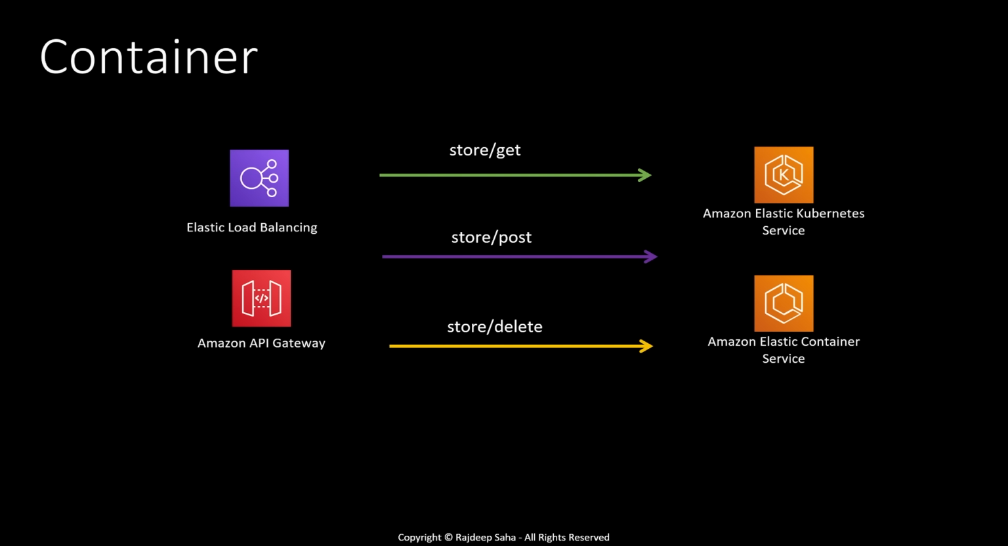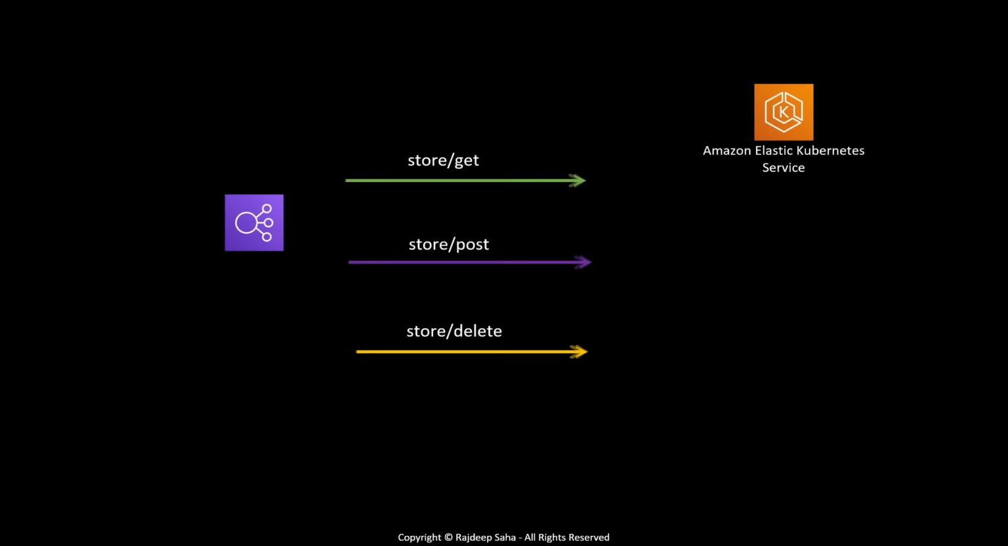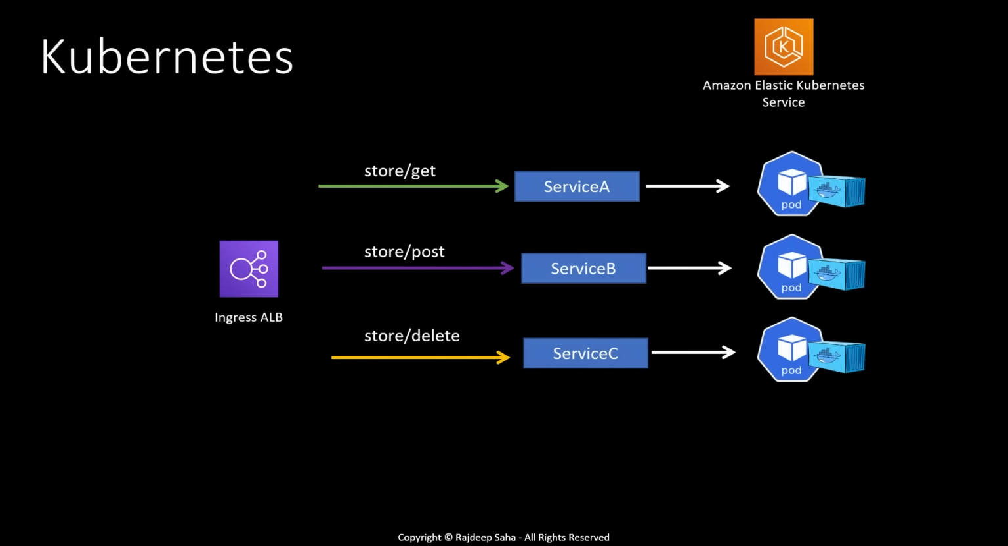So let's zoom in into the Kubernetes part because Kubernetes is super popular right now and this might come up in your interviews. For Kubernetes, each microservice will be fronted by different services, so service A, service B, and service C, and the code for each microservice will be running in a container, and this container will run in a pod. And all these will be fronted by a single ingress, which will be an application load balancer.